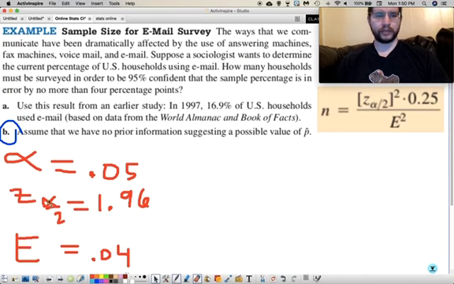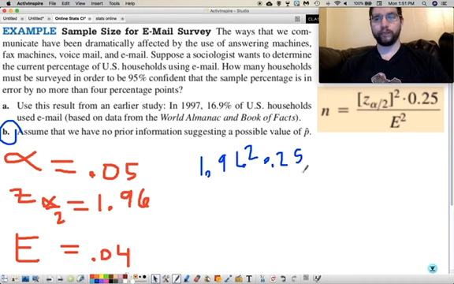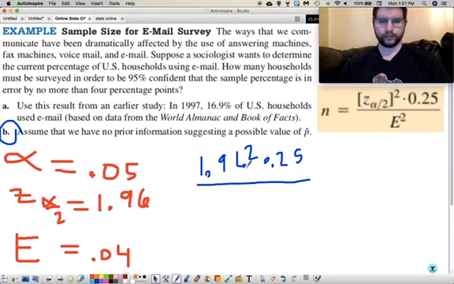Alpha is 0.05, which means Z of alpha over 2 is 1.96. That's what we're going to use. And E is 0.04. So we do 1.96 squared times 0.25. Again, the 0.25 is assuming both P hat and Q hat are equally likely. 50-50. 0.5 times 0.5 is 0.25. And error right there.